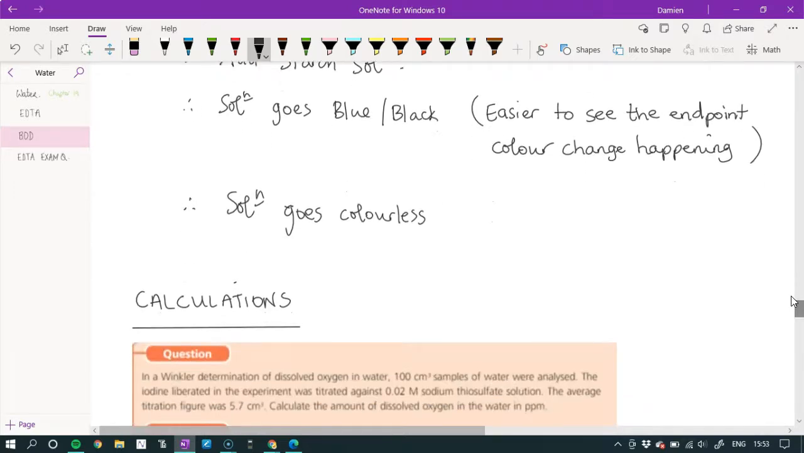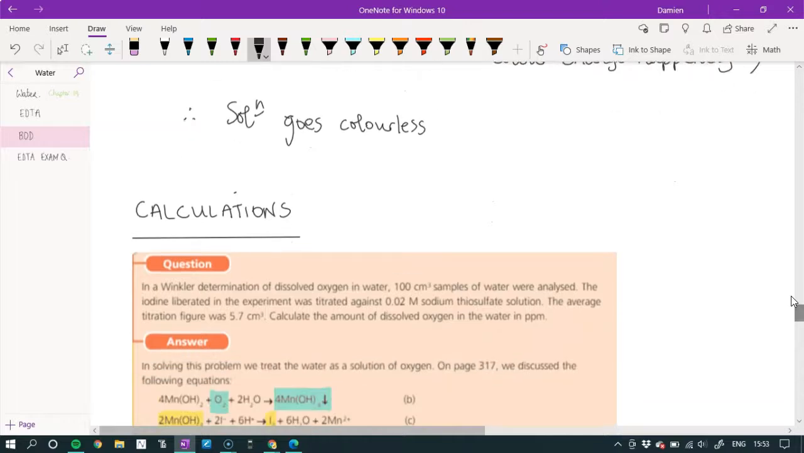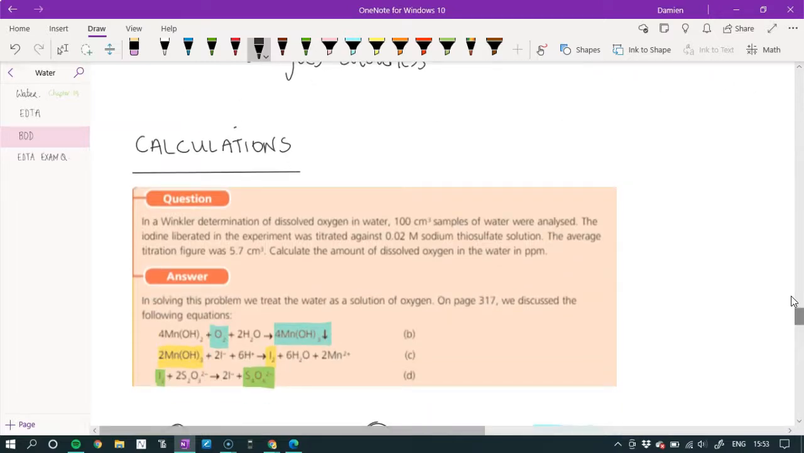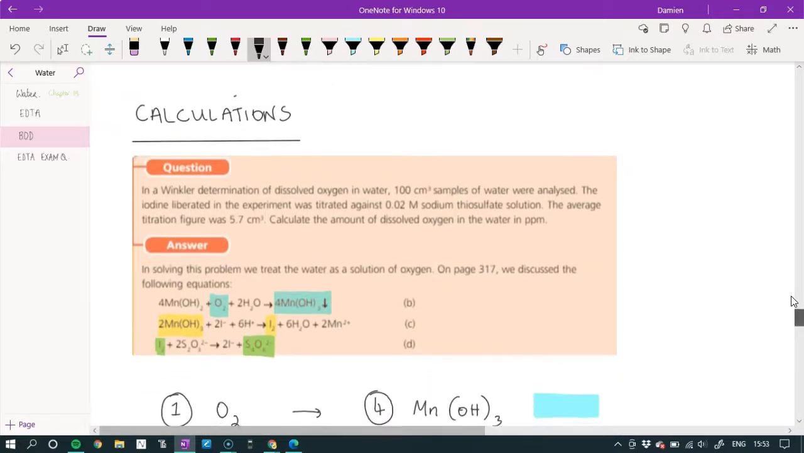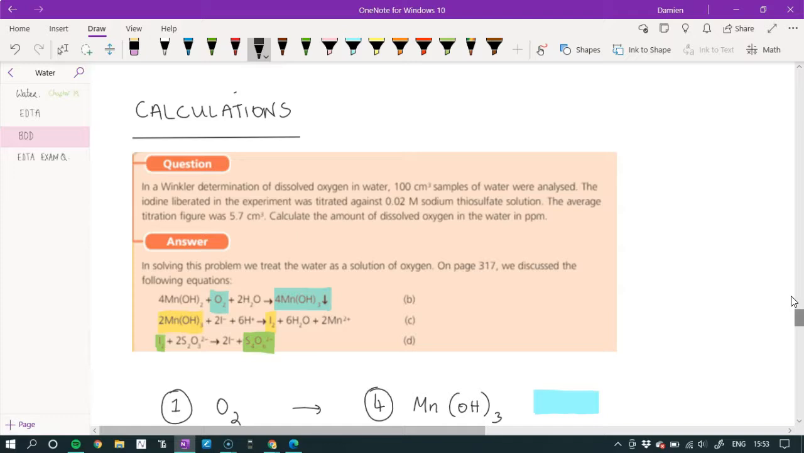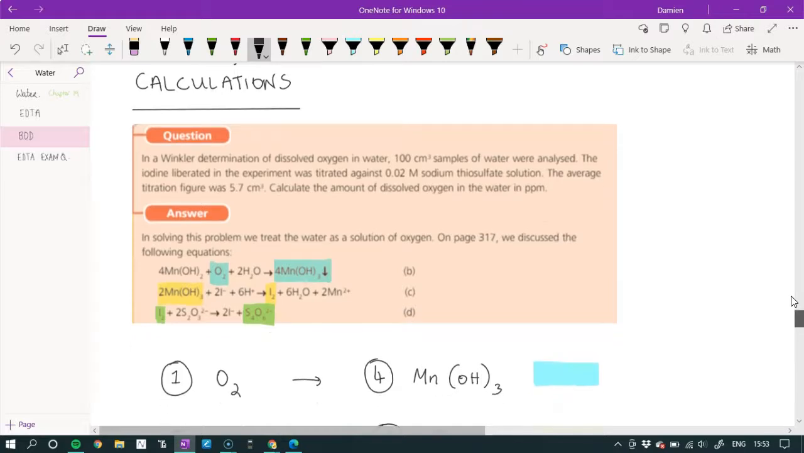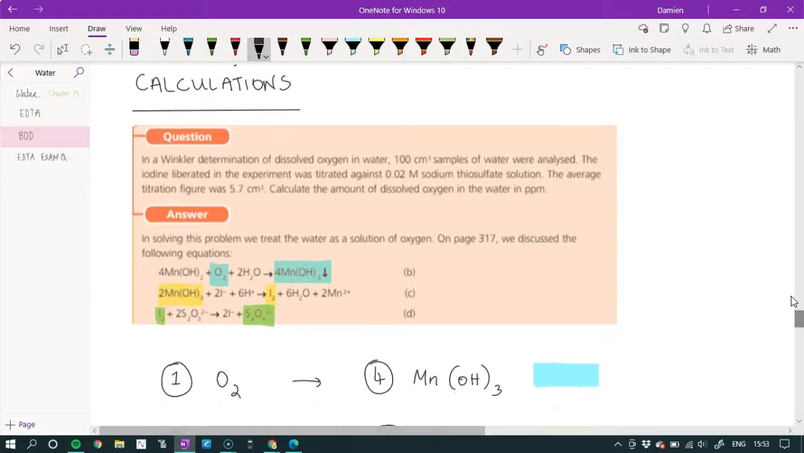So now we're going to have a look at some calculations. And there's a couple of things that you need to know in the calculations here. So we start off with the first example before we go into a lead insert question. In a Winkler determination of dissolved oxygen in water, 100 cm³ samples of water were analysed. The iodine liberated in the experiment was titrated against a 0.2 molar sodium thiosulfate solution, and the average titration figure was 5.7. Calculate the amount of dissolved oxygen in the water in parts per million.